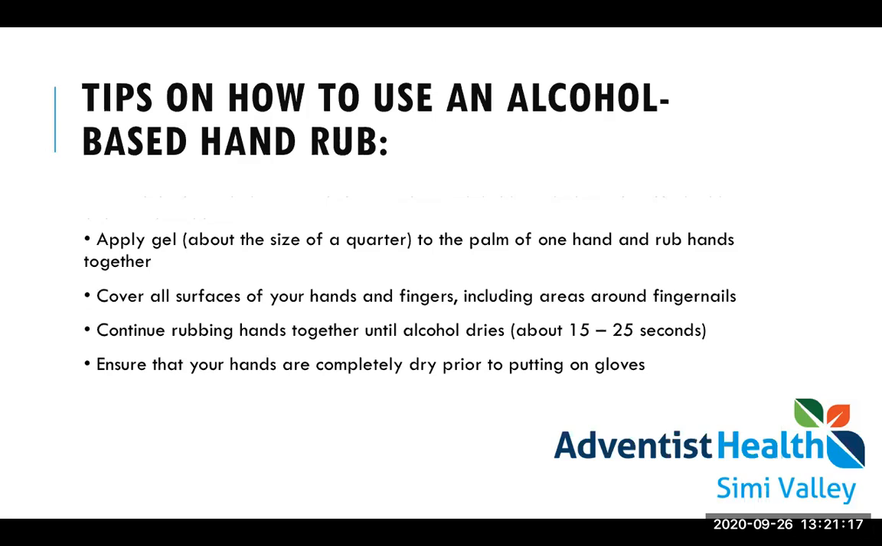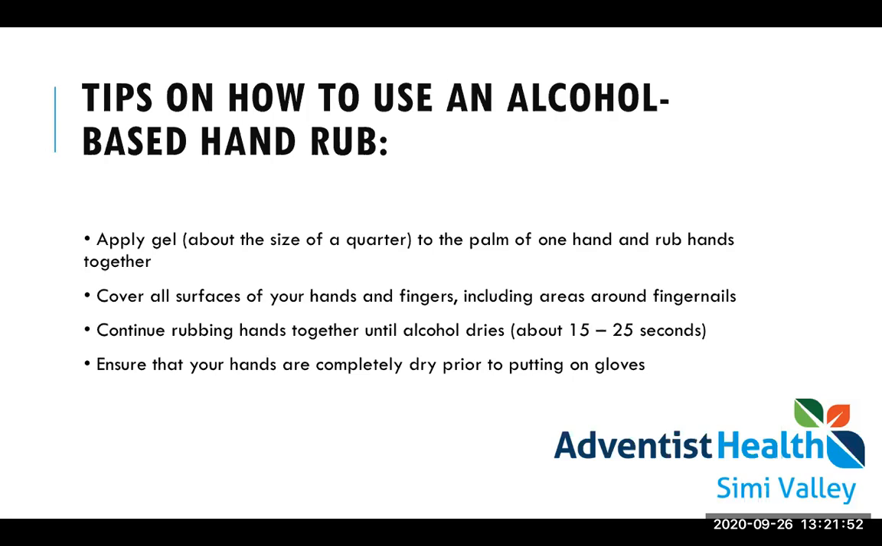So tips on how to use the alcohol-based hand rub. You apply the gel to the palm of your hand and you're going to rub your hands similarly to the way you wash your hands with water and soap. However, it's for a shorter duration of time. It's 15 to 20 seconds; it says 25 seconds here, but it's usually 15 to 20 seconds. It could be longer depending on how much gel you have pumped into your hands. Some people overpump and it's going to take longer, and then they're left with a lot of excess gel.